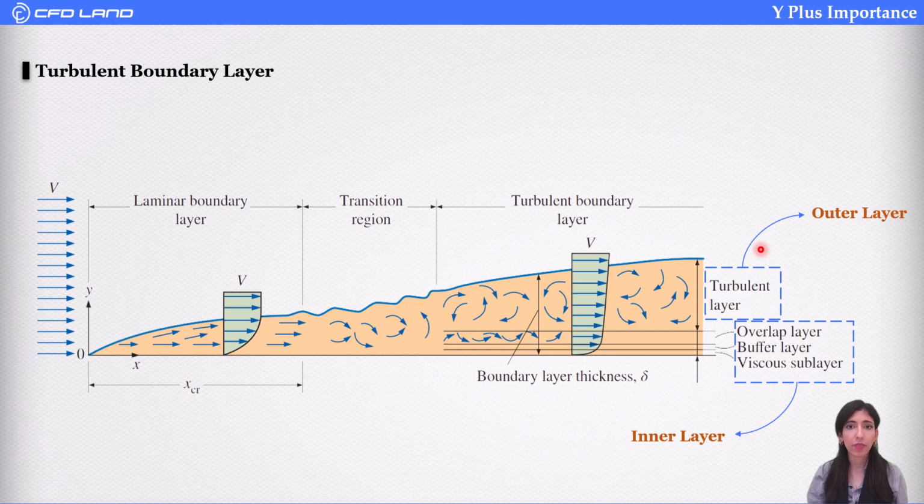Then we have a thicker layer called buffer layer. Some, but weak, turbulent forces are observed, but still viscous forces are dominant. And then we have overlap layer. This layer is thicker than buffer layer, and its turbulent forces are stronger than buffer layer, but still not as strong as viscous forces. And they remain dominant.